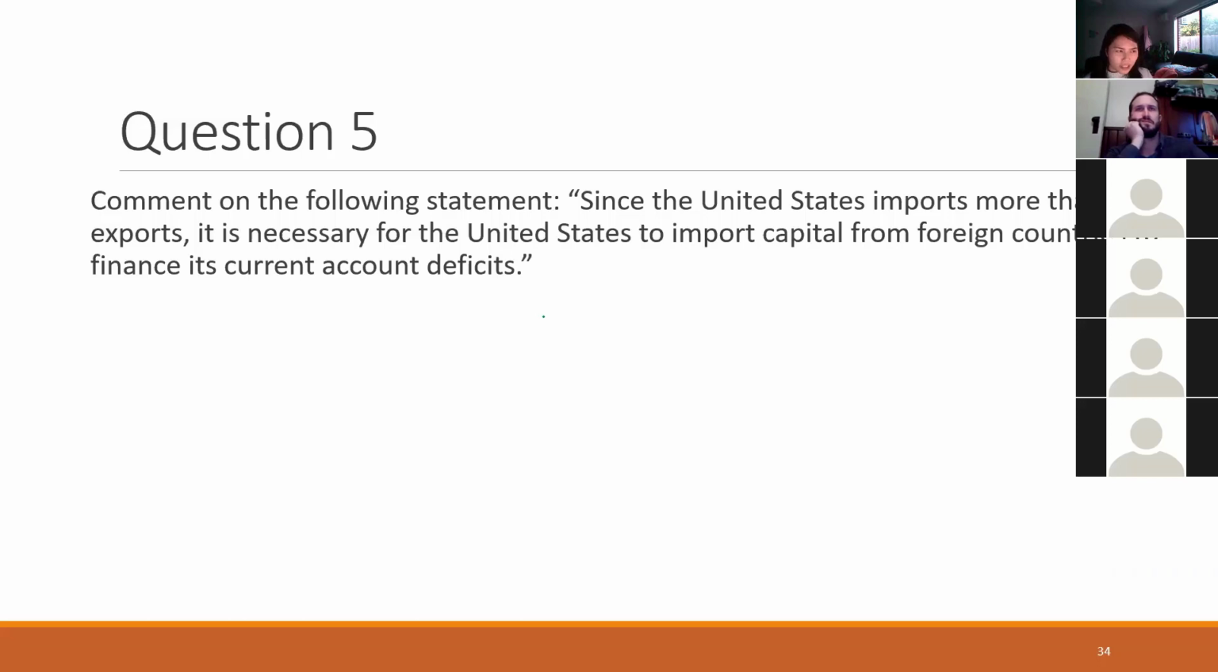I kind of agree with Vivek on this point. So here we are assuming that this import of goods and services, the account deficit in the US, is something independent of the capital account. That's basically what we're assuming. So we're saying that to fix this account deficit problem, let's bring in more capital from overseas, okay?